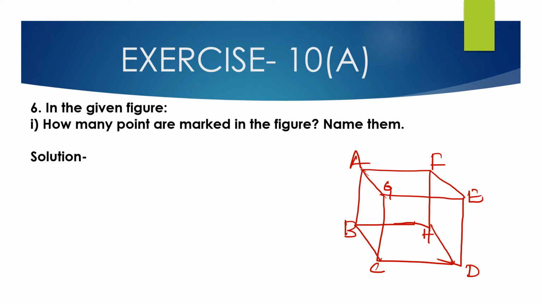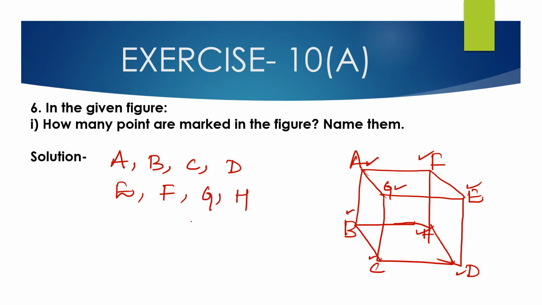Now how many points are marked in the figure? Name them. The points are A, B, C, D, E, F, G and H. So 8 points are marked in the given figure: A, B, C, D, E, F, G, H.